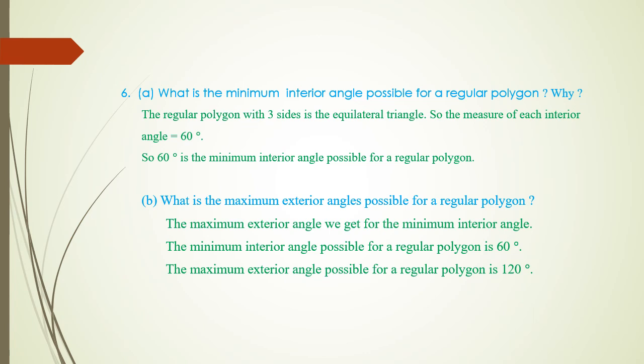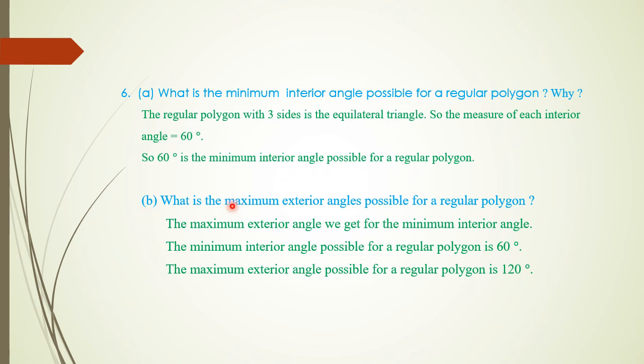Question number 6. What is the minimum interior angle possible for a regular polygon? Why? The regular polygon with 3 sides is the equilateral triangle. So the measure of each interior angle, 180 divided by 3 is equal to 60 degree. So 60 degree is the minimum interior angle possible for a regular polygon.